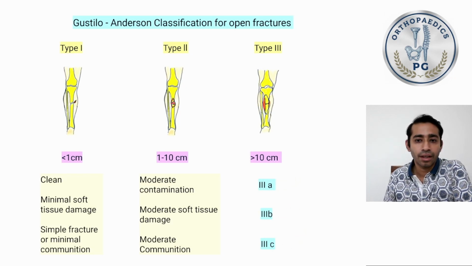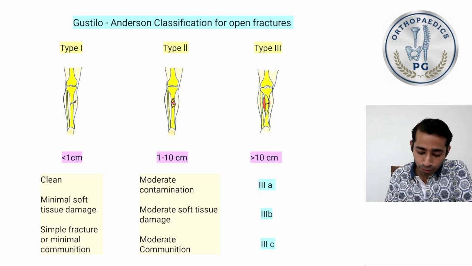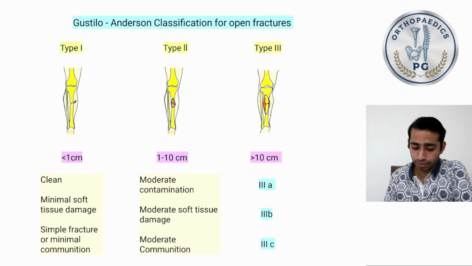The first criteria used to classify these fractures is the size of the wound. If the size of the wound is less than 1 centimeter, it is type 1. 1 to 10 centimeter is type 2 and greater than 10 centimeter is type 3. However, this is not the only criteria that is taken into account in this classification system. So let us see what are the other criteria.